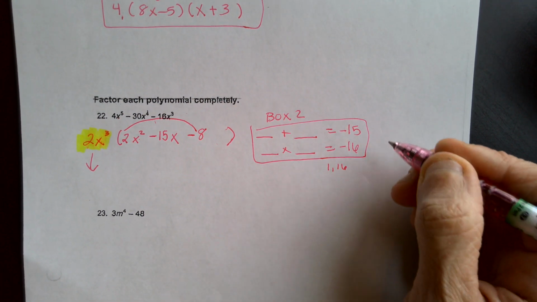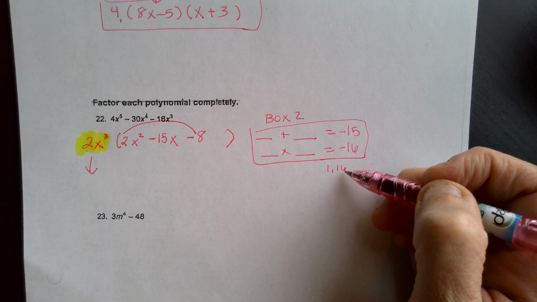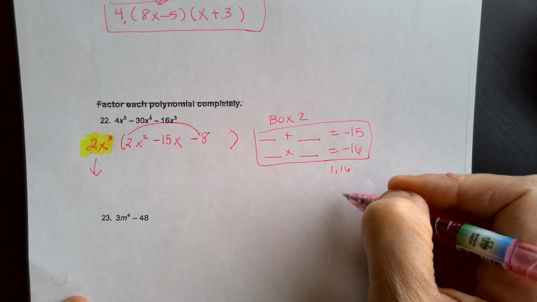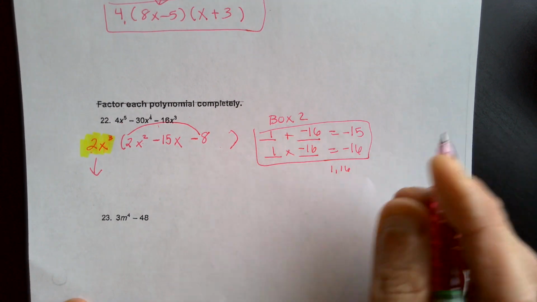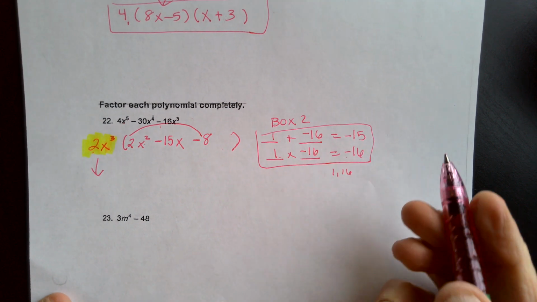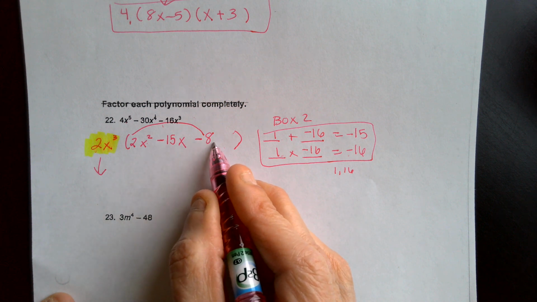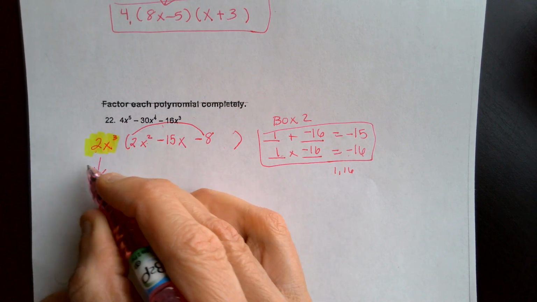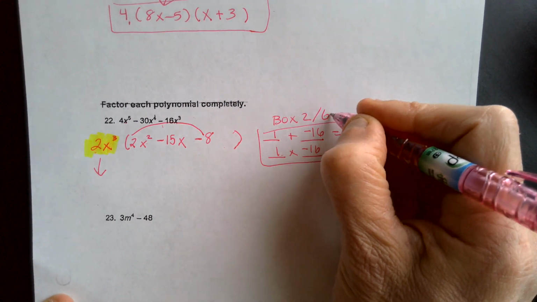1 and 16. Does that work? Yeah, I think it does. I don't think I have to go any further in my list. 1 and negative 16. Let's double check that. 1 times negative 16 and 1 plus negative 16. Yeah, ding dong. There we go. So we are going to change this middle one. Again, I'm not worrying about this now. I highlighted it, so I'll get it at the end. Box 2, I go to grouping now.